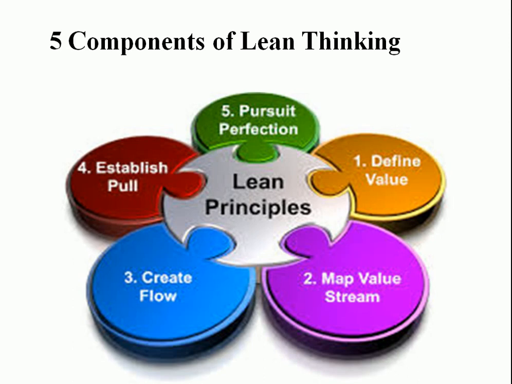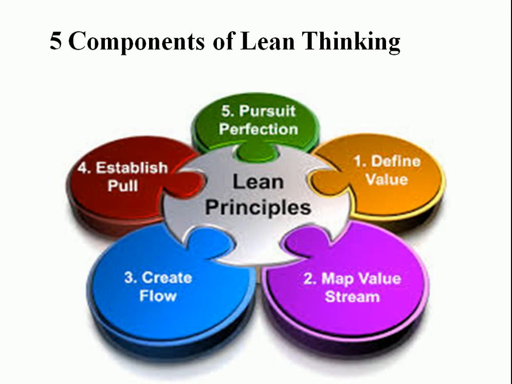Second one is map value stream. As a product moves from one workstation to nth workstation, at each and every workstation the value has to be added. By doing so, the product price should be increasing. So this has to be done in order to check whether waste is there or not. This can be done by value stream mapping.